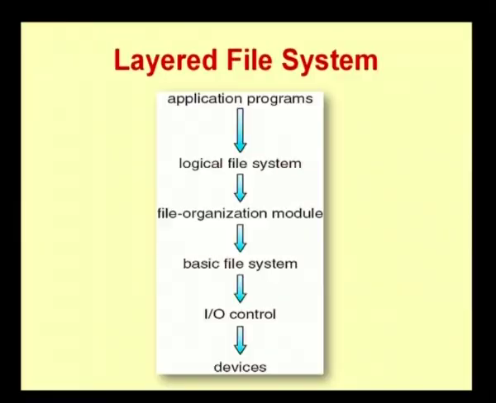IO is the input and output devices. So a printer is one of the output devices. A keyboard is an input device. So this IO control comes under the basic file system.